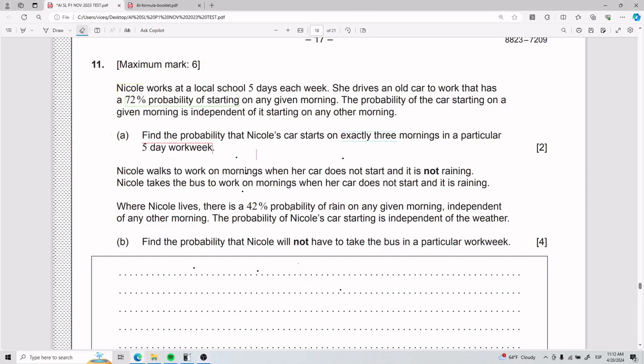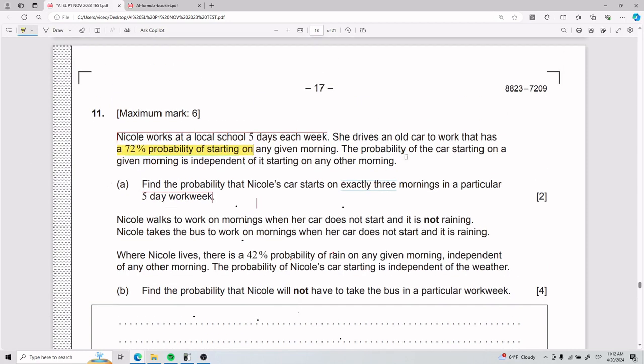All right, you guys, here for number 11, we have that Nicole works at a local school 5 days each week. Nice. She drives an old car that has a 72% probability of starting? Dude, I don't know if I would use a car like that, but whatever. Nicole's Nicole, everyone does their own thing. The probability of the car starting on a given morning is independent of it starting on any other morning.